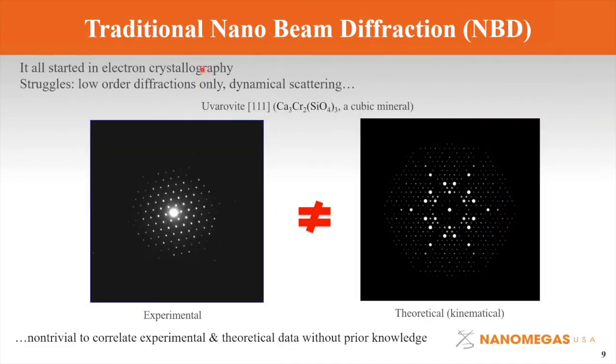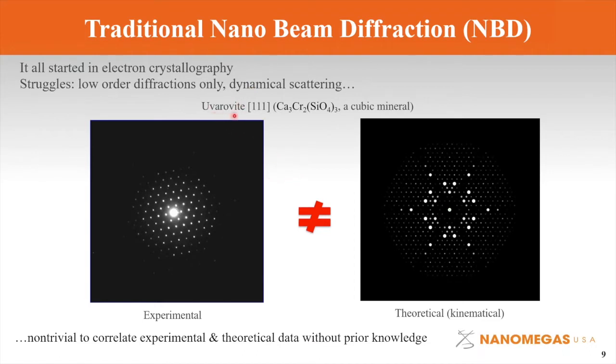Speaking of precession, we have to start with electron crystallography, where crystal structures are calculated based on diffraction patterns acquired in reciprocal space. However, traditional nanobeam diffraction struggles severely from two aspects for this purpose.